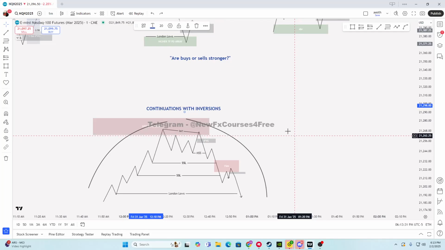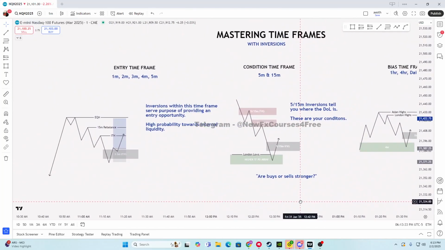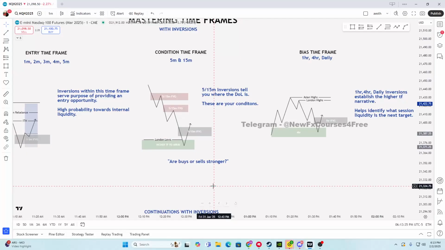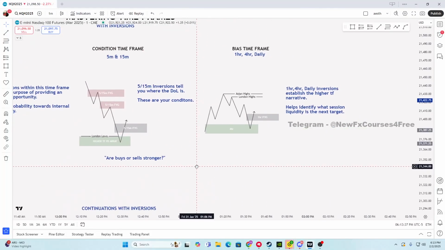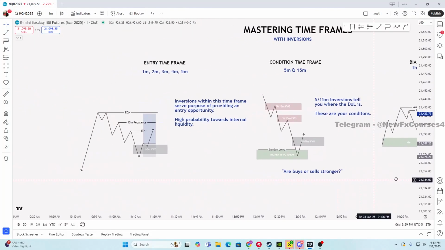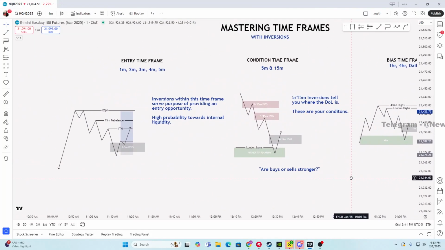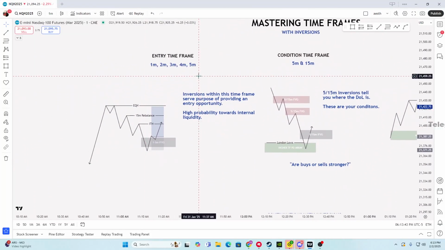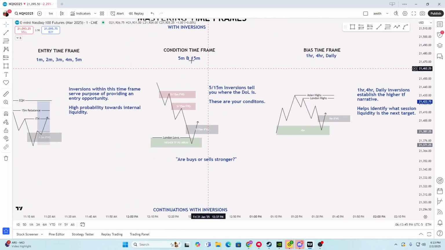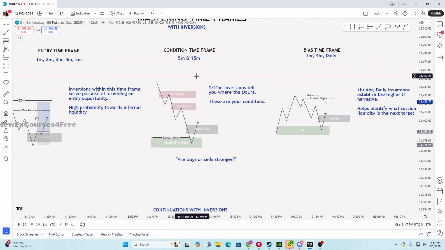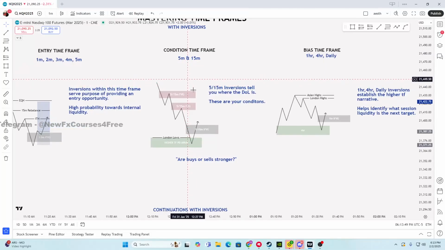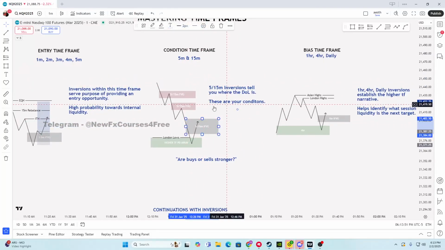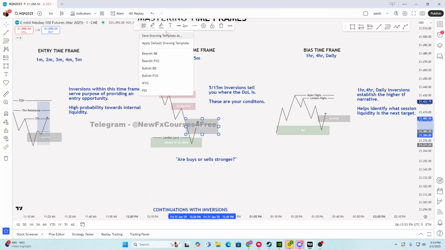And yeah, just make sure you understand the relation between inversions and how they can be utilized across each time frame. Once again, anything between the 1 to 5 minute is going to be entry based. 5/50 minutes can be condition based. These are your conditions.